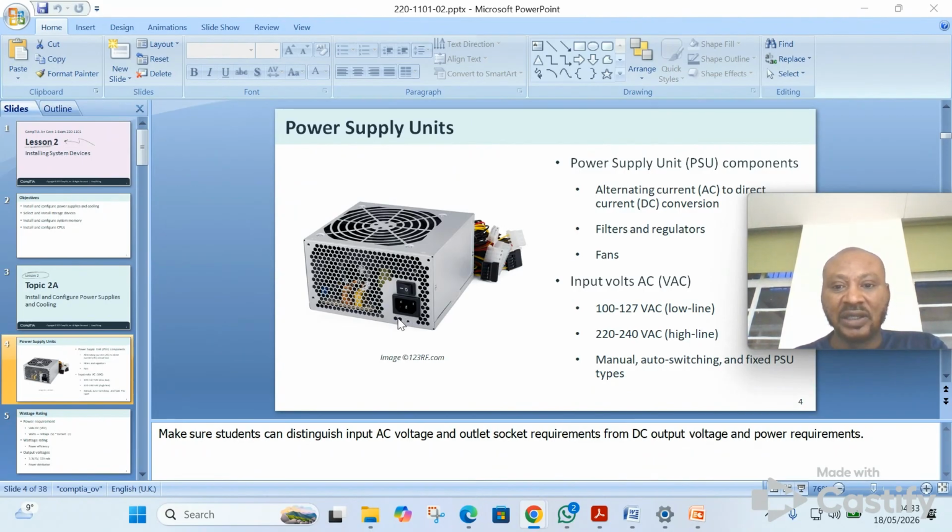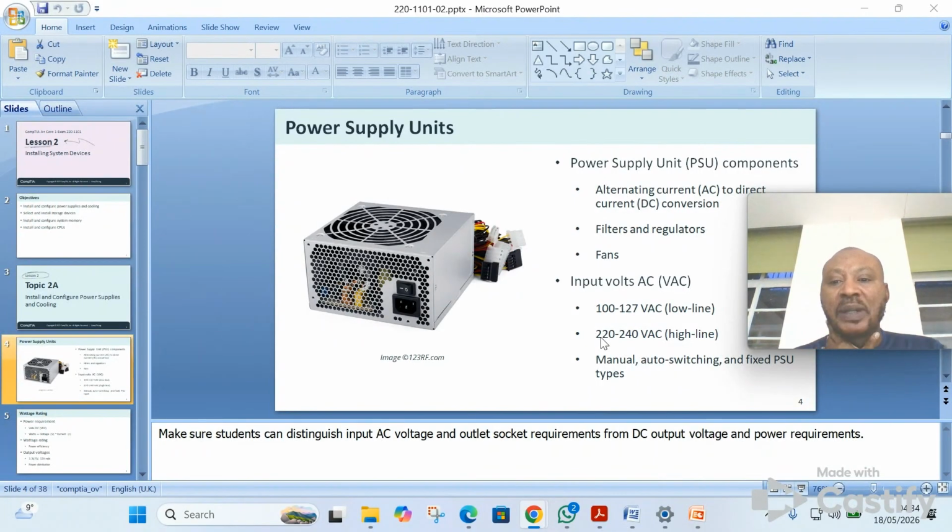This voltage is based on the location you are in. If you're in the UK, it's between 220 and 240 volts. If you're in the US, they have the lower line, which is 100 to 127 volts. So these are the inputs. Countries in the US use between 100 and 127, while African countries like Nigeria, the UK, and some other European countries use 220 to 240, which is called high line.